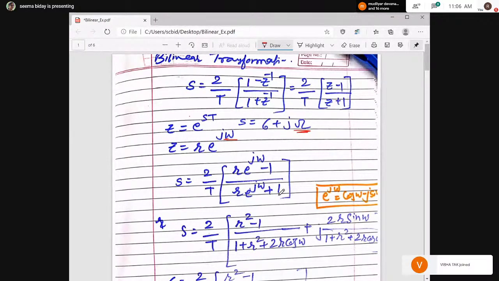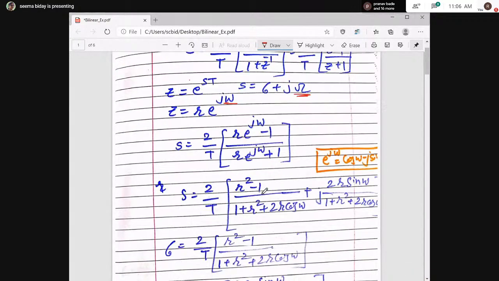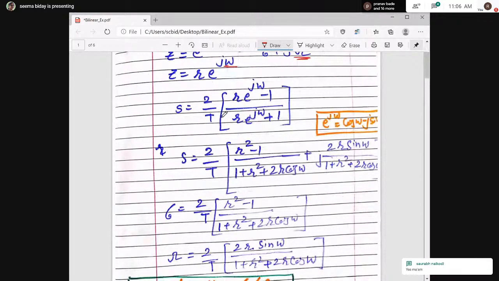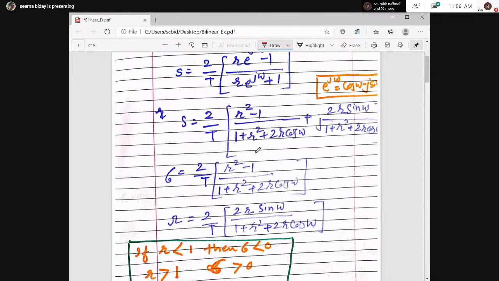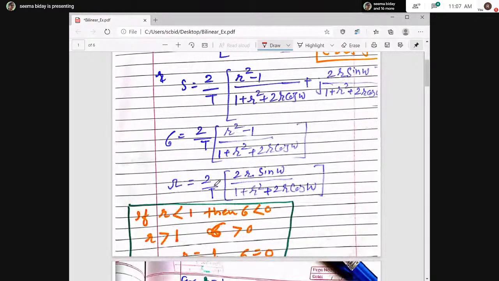I hope everyone notes this down. Now you can use the trigonometrical identities, e to the power j omega equal to cos omega plus j sin omega, and then you can simplify it. You will get omega equal to 2 by T, 2r sin omega upon 1 plus r square plus 2r cos omega, and sigma equal to, how we have done this, S is equal to sigma plus j omega.